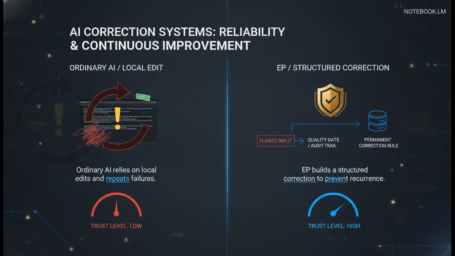Let's start with the expensive, frustrating reality of ordinary AI workflows in serious, high-consequence environments. This perfectly illustrates the contrast we're dealing with. Ordinary AI systems operate entirely on the local edit. They just polish the text, appease your immediate prompt, and then inevitably repeat the error down the line. Trust stays incredibly low. But the energetic paradigm takes a structural approach. It is not about just making the language sound better. It's about building a permanent correction path so that the failure literally cannot happen again.